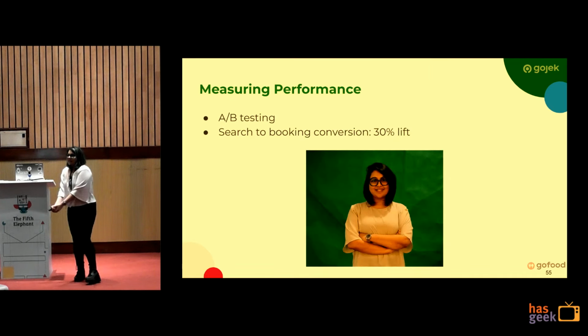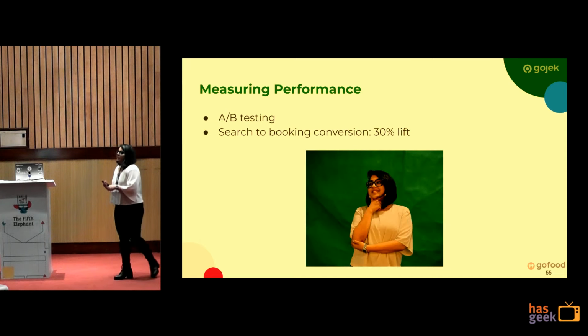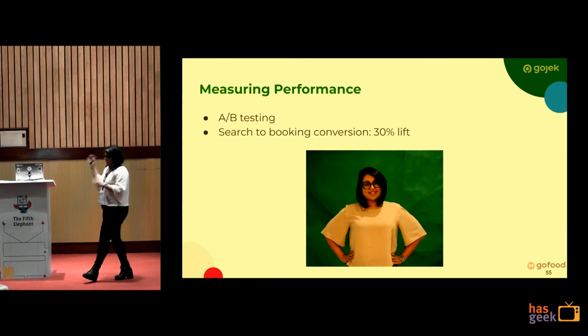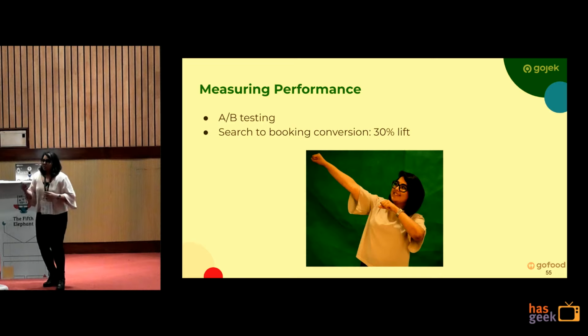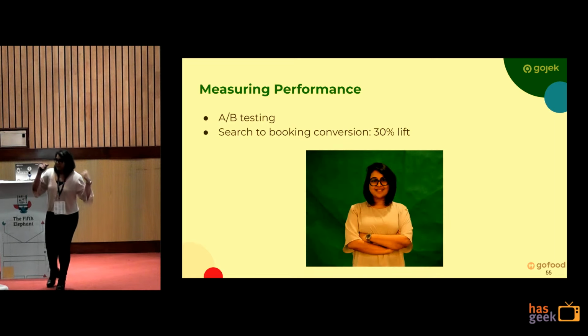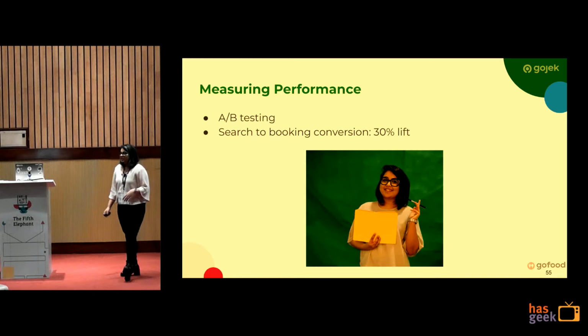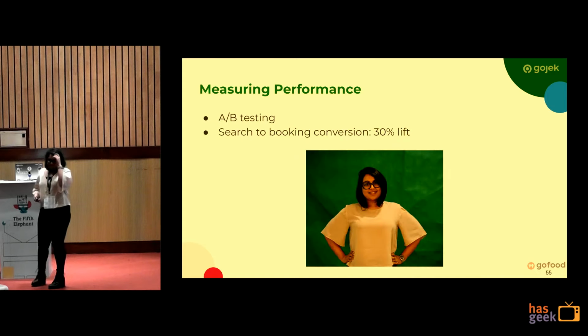So how do we test this? We use an A/B testing method where we direct a certain percentage of our search traffic to the experiment that we're running and measure the search to booking conversion lift over that. So we saw a search to booking conversion lift of 30%, which was pretty awesome.